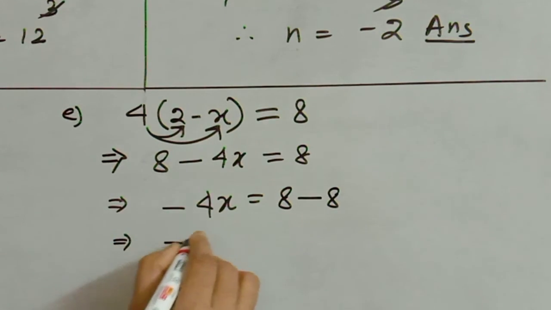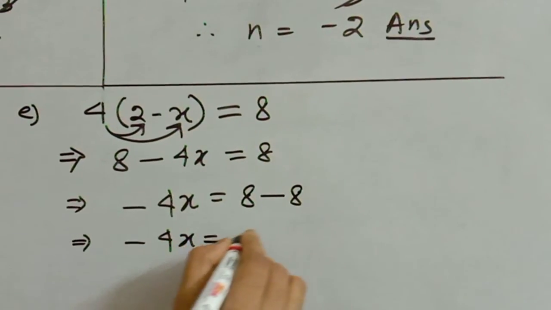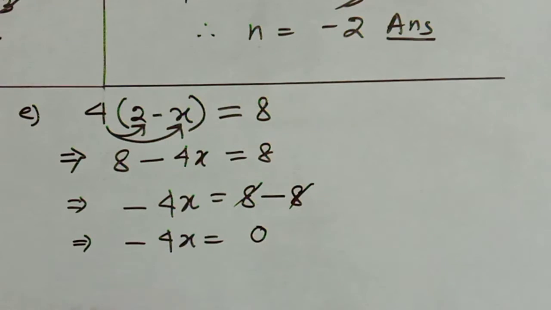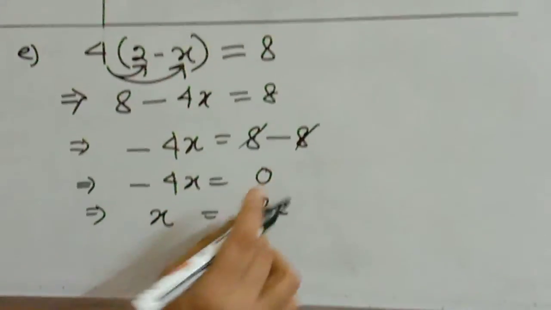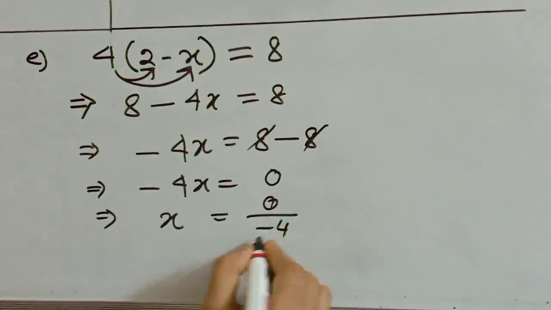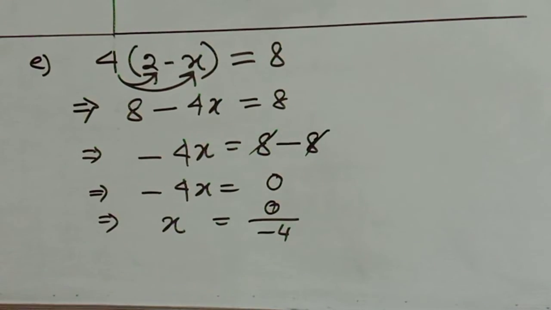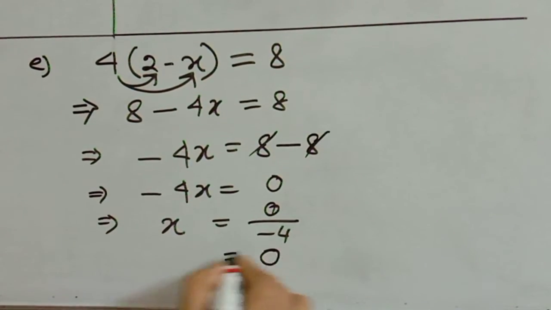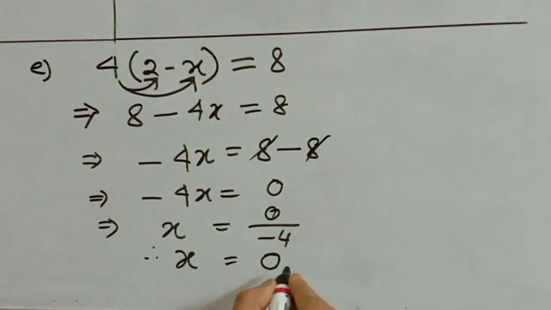Next, what happened: minus 4x is equal to 8 minus 8, you will get a 0 value. Then x is equal to 0 divided by minus 4, the 4 will go down. Then the result: you know that 0 divided by any number is only 0. So x is equal to 0.